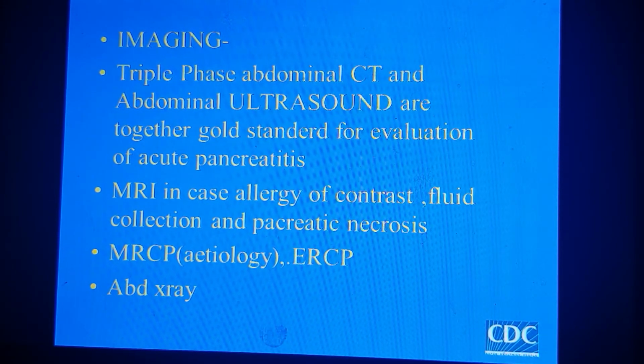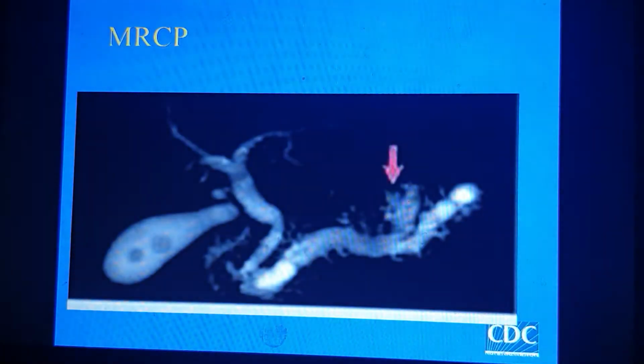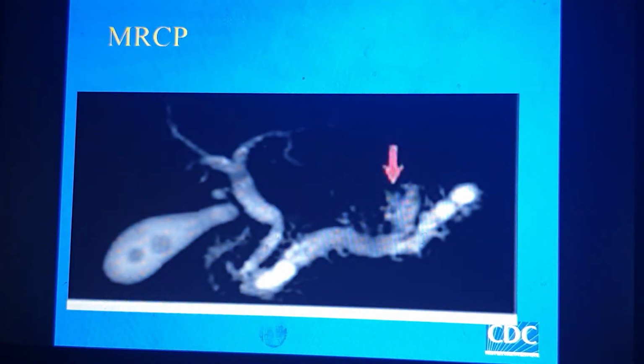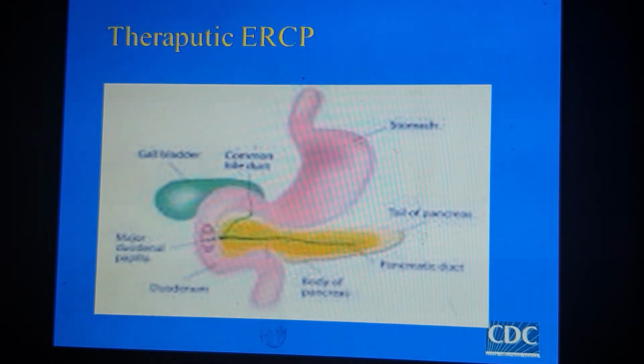valuable in acute pancreatitis, except in case of complication, where it may be of value. This is MRCP, picture showing MRCP, magnetic resonance cholangiopancreatography. And this is therapeutic ERCP by endoscopy.